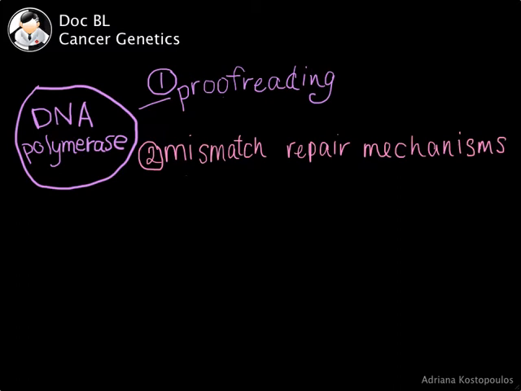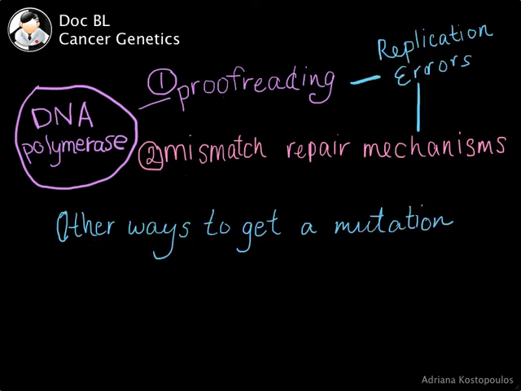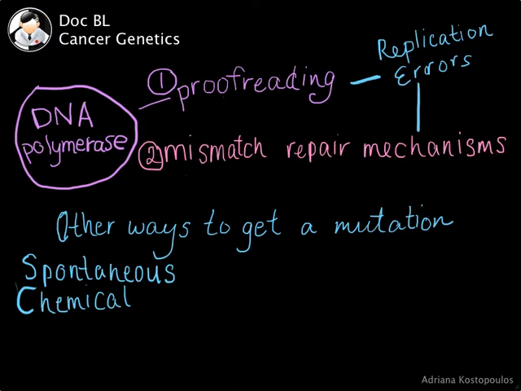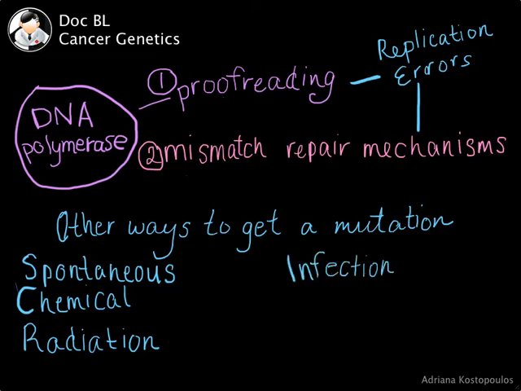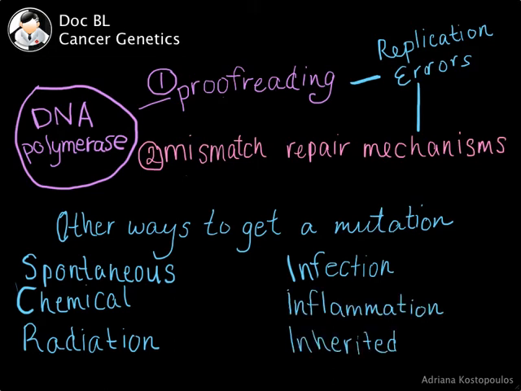But of course, replication errors aren't the only way you can get a mutation. They can also be spontaneous, so that means that they just happen randomly. A good example of that is bcr-abl, but we'll talk more about that later. Other causes include chemicals such as cigarette smoking, radiation like X-rays, infection like HPV, human papillomavirus, inflammation, and inherited mutations like breast cancer.